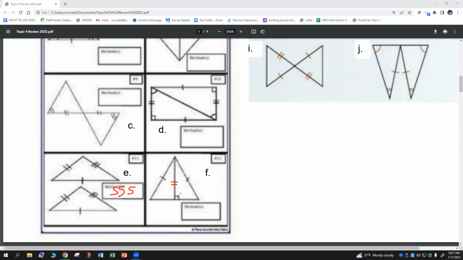Angle, side, side is not one of our theorems, but if we get angle, side, side with a right angle, with a right triangle, we should look for HL. And so HL, we have right triangles, yes. We have hypotenuses that are congruent, yes. We have 1 pair of legs that are congruent, yes. So this would be HL, hypotenuse, leg.